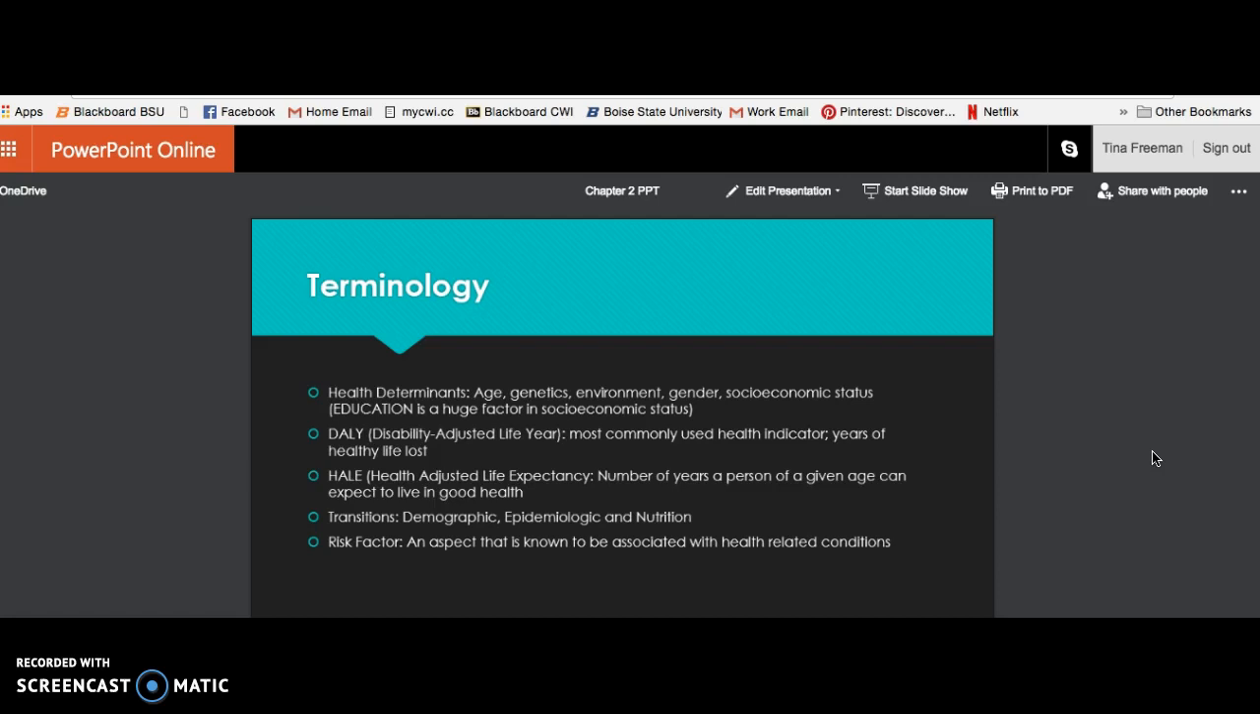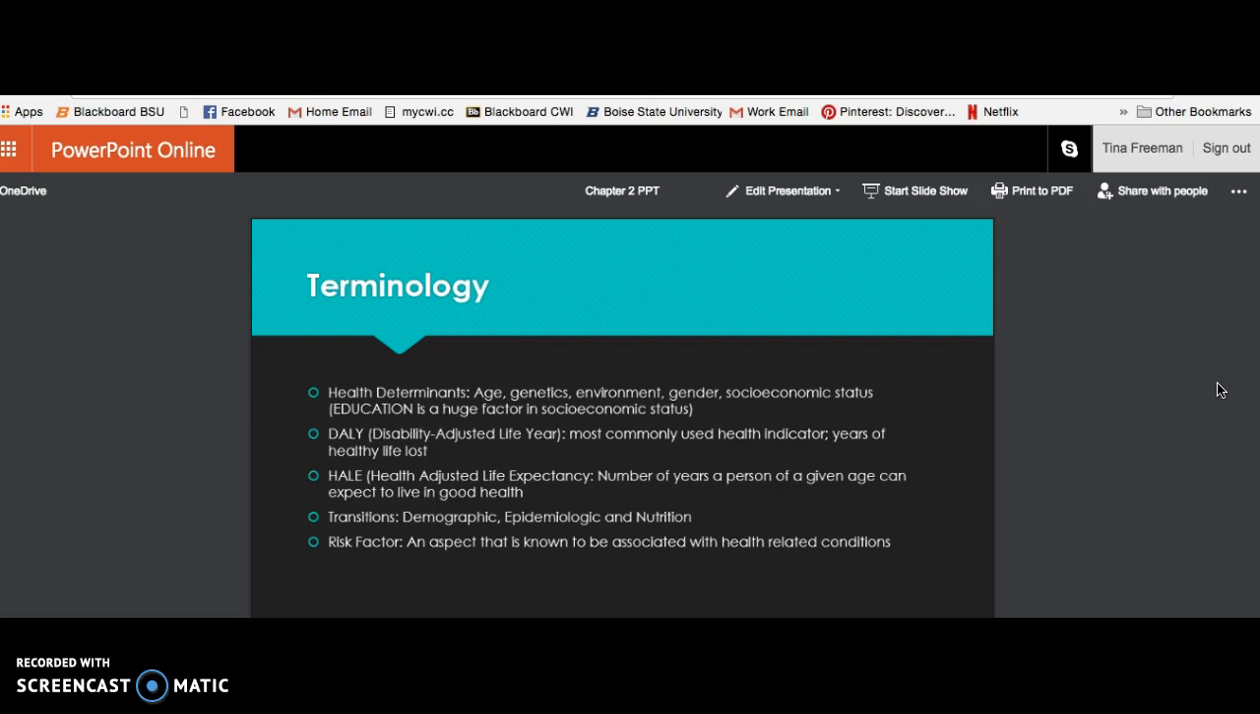And then HALE, health adjusted life expectancy. Sorry, I don't have any fun abbreviations for that. If I were in Hawaii, it would be pronounced HALE. This is the number of years a person of any given age can expect to live in good health. So good health is completely different than life expectancy. And you'll see HALE used quite a bit in this chapter.